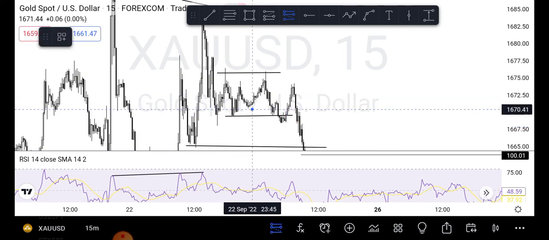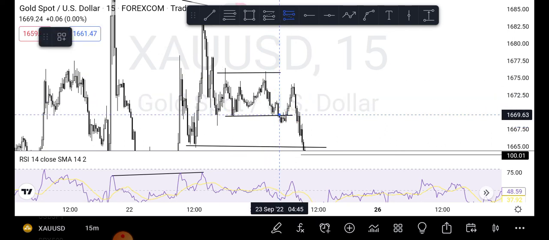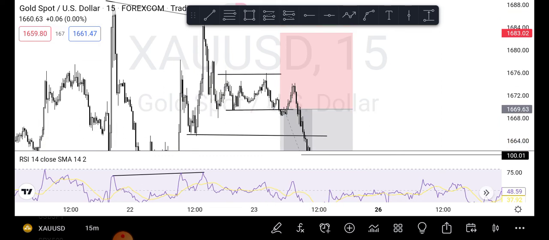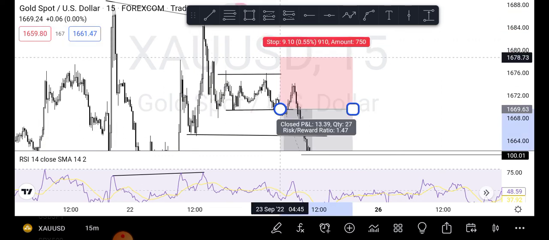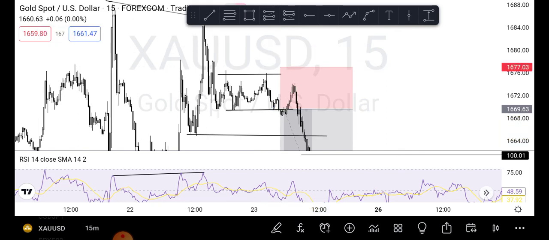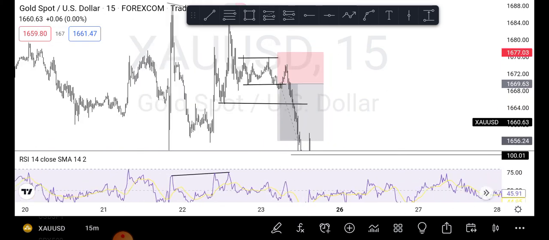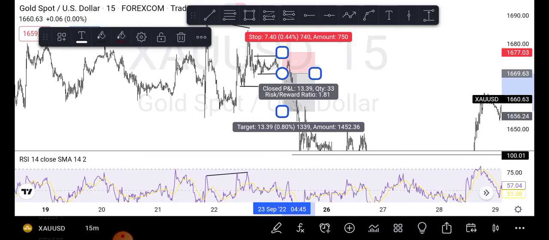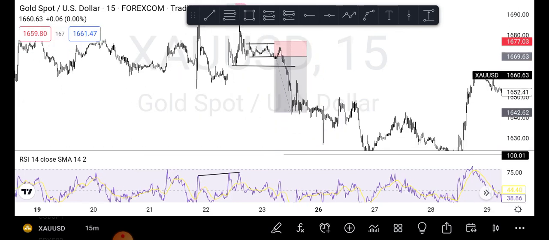So you set your entry. Your stop loss should be where, if you have watched that video on support and resistance, just above the resistance line, and you target below. You see how sweet it is.